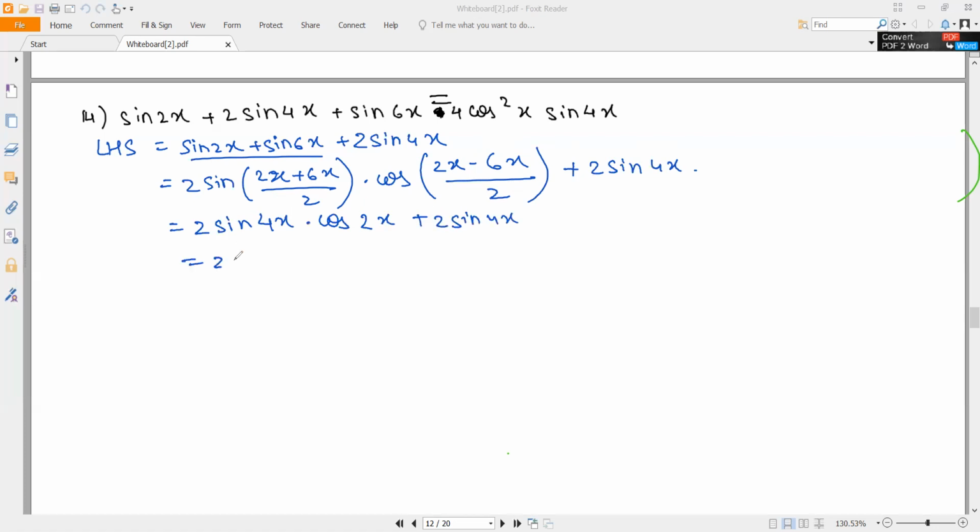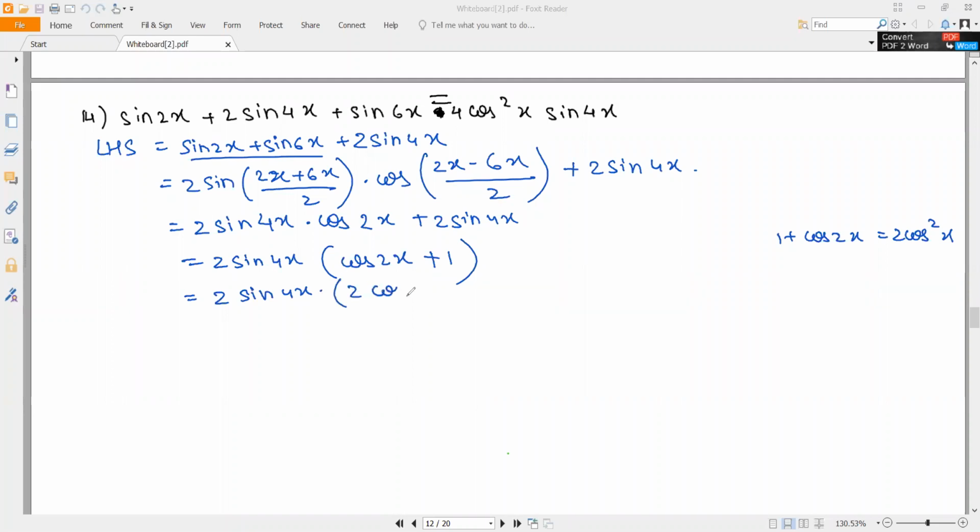So you can take 2 times sin 4x common. We're left with cos 2x plus 1. 1 plus cos 2x is equal to 2 cos square x, the half angle formula. So this is equal to sin 4x into 2 cos square x. Merging these two, we have 4 cos square x sin 4x. This is your RHS.